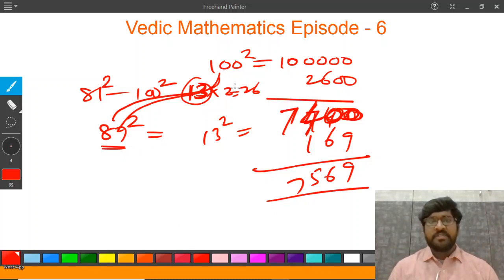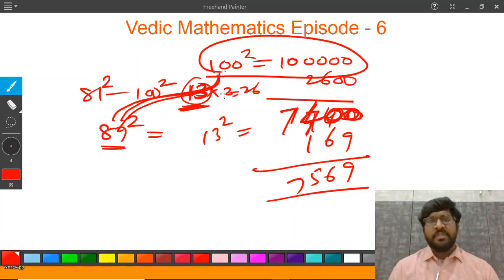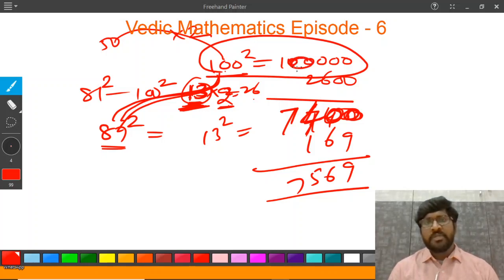We took 100 as reference. 100 square is 10,000. The difference between 100 and 87 is 13. Since we are taking 100 as reference, we multiply by 2. When we take 50 as reference, we did not multiply, but when we take 100 as reference, we have to multiply the difference by 2. 13 into 2 is 26, so 2600 I have to subtract from 10,000, and we get 7,400. Since the difference is 13, that 13 square, 169, I should add. So the final answer is 7,569.